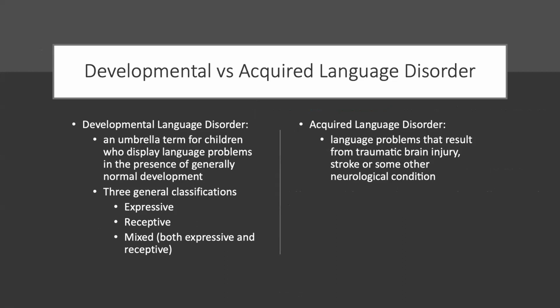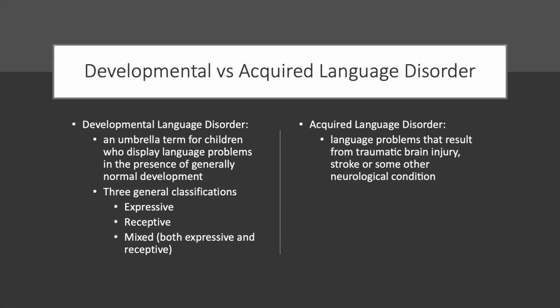All right, the next term we will talk about is developmental versus acquired language disorder. This came up when we were talking about aphasia. Developmental, as it sounds, is something that a child is usually born with, and you start to notice it as they're developing language. It's generally in the presence of otherwise normal development. So something like autism wouldn't be considered a developmental language disorder, because it deviates from normal development.